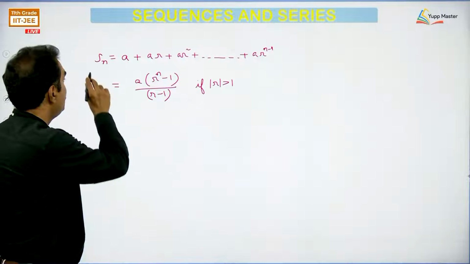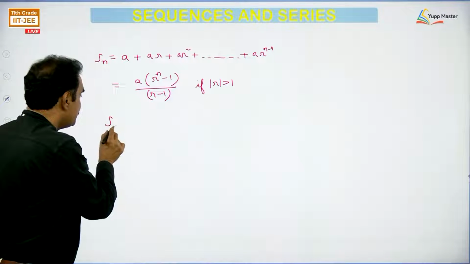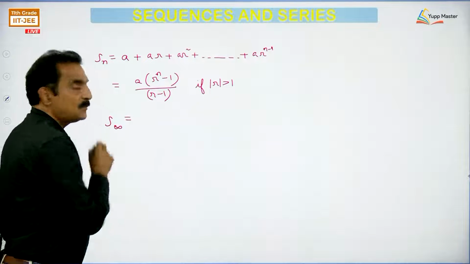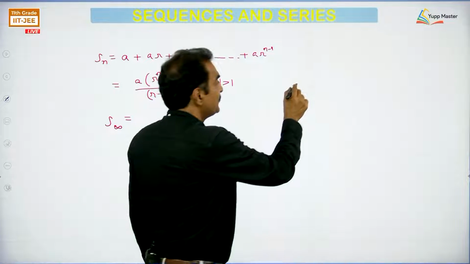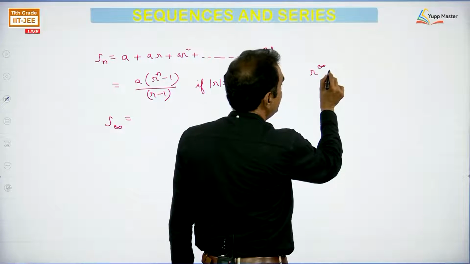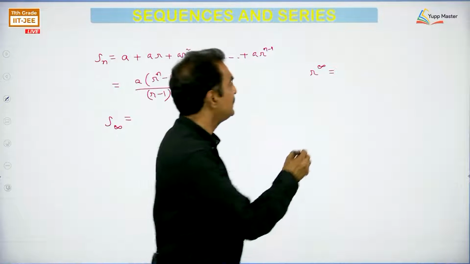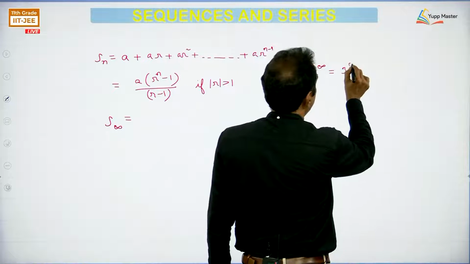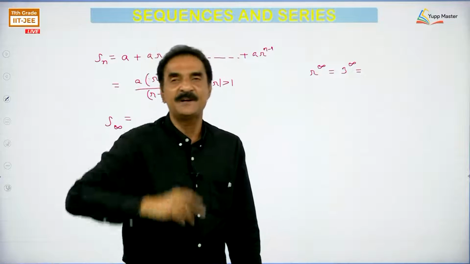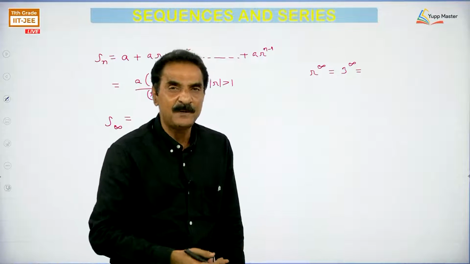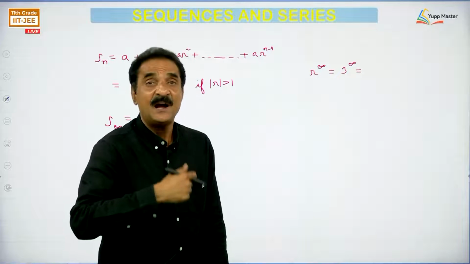Now, if n is approaching infinity, then we denote the sum by S infinity. What is the value of r power infinity? When mod r is greater than 1, for example, if r is equal to 3, then 3 power infinity means 3 into 3 into 3 into 3 and so on, infinity times. Every time you multiply by 3, it is becoming 3 times, continuously and indefinitely.